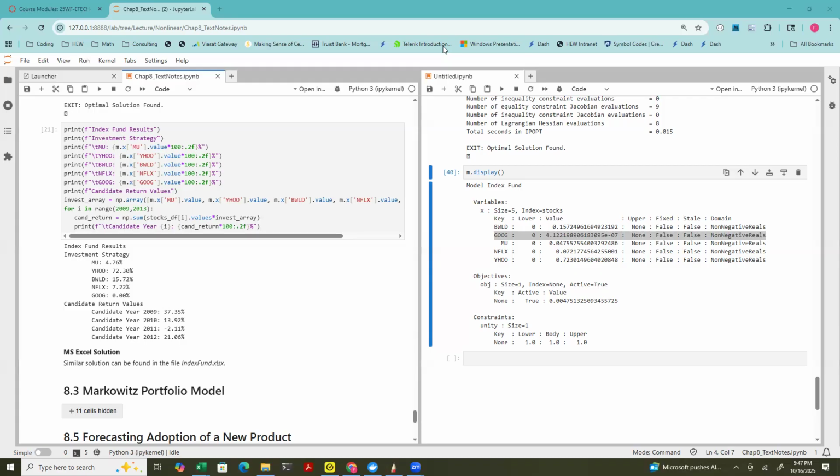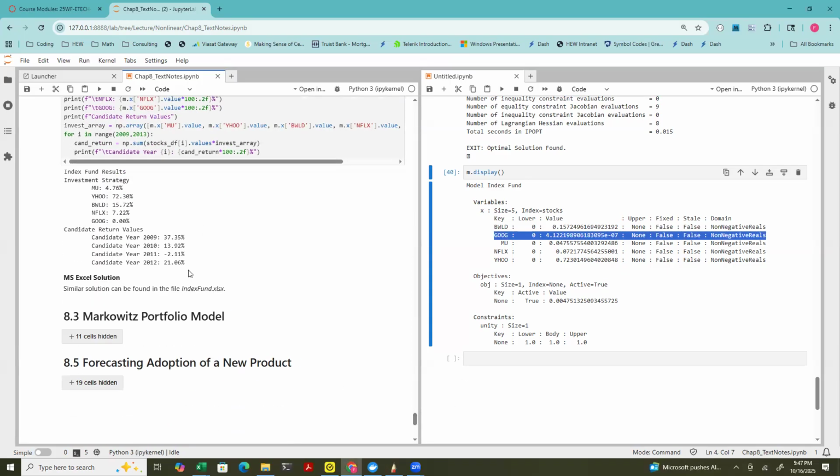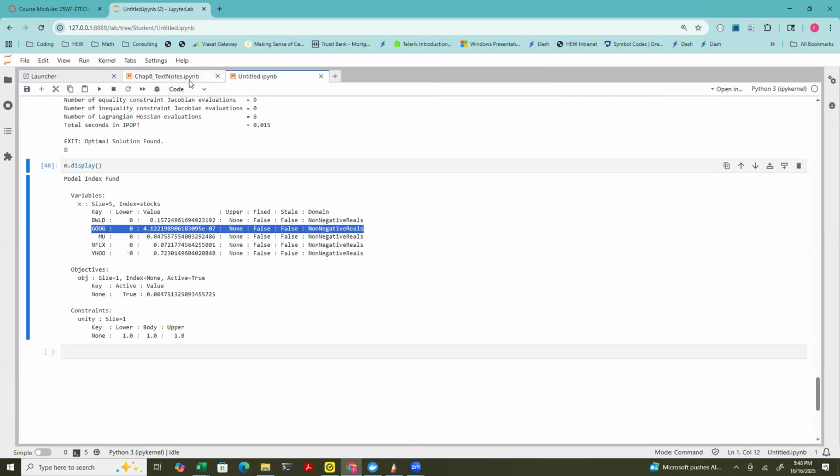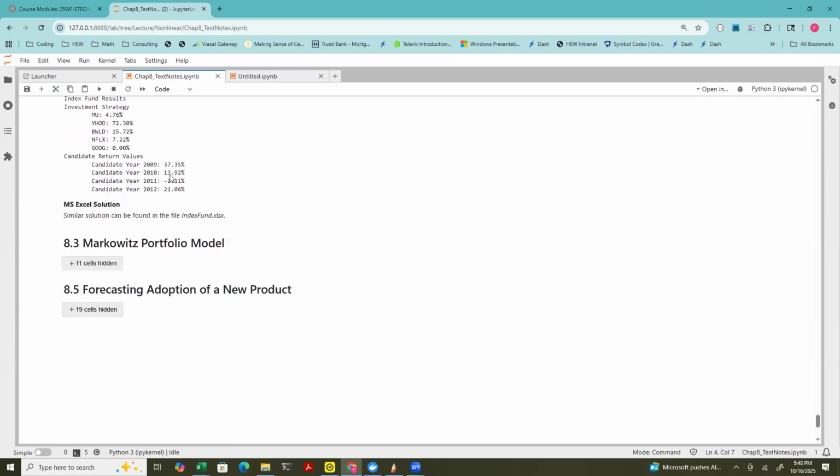Okay, yeah. But no, I still owe you a couple more sections. Oh, sure. All right. So now for the last two example problems here, a Markowitz portfolio and the forecasting one.